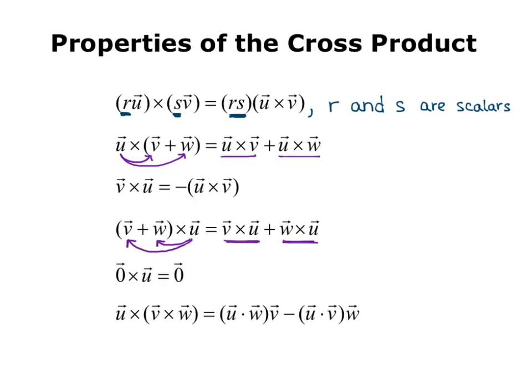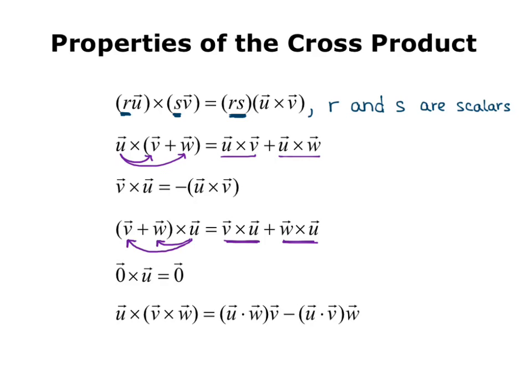Now that third property I skipped over, v cross u equals negative u cross v, we talked about that on a previous slide. If you switch the order, it switches the sign. And then our fifth property here, 0 crossed with u equals 0. And I'm talking about the 0 vector, not the 0 scalar.